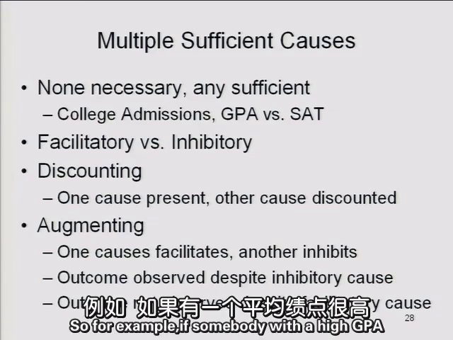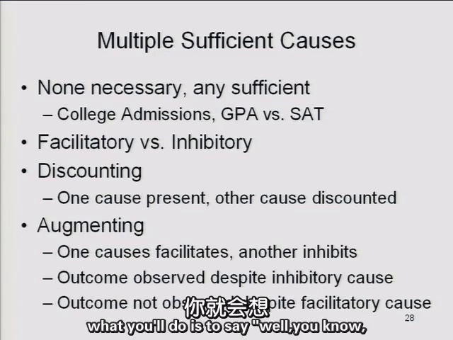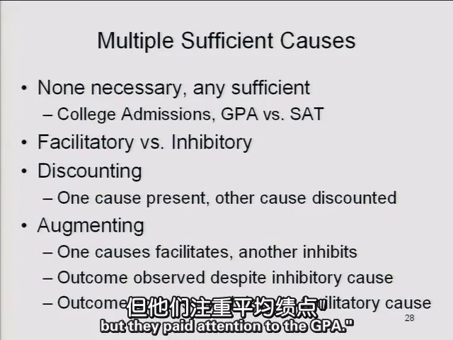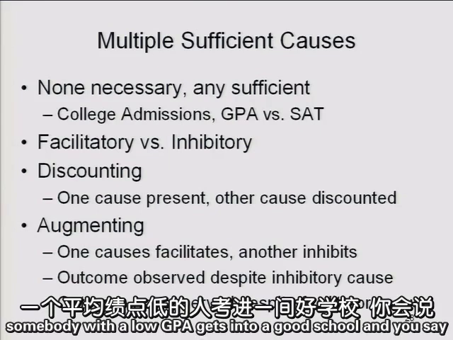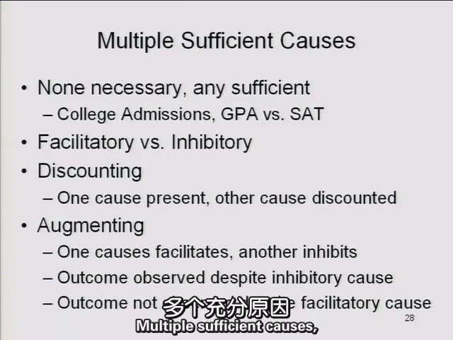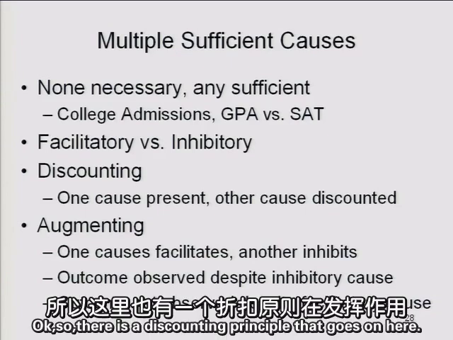So, for example, if somebody with a high GPA but a low SAT score gets into a good college, what you do is you say, well, you know, they didn't pay attention to the SAT score, they paid attention to the GPA. That's multiple sufficient causes. The more likely result, okay, is that somebody with a low GPA gets into a good school, and you say, well, okay, but they discounted that because he had a high SAT. Multiple sufficient causes, none of which are necessary, any one of which is sufficient.